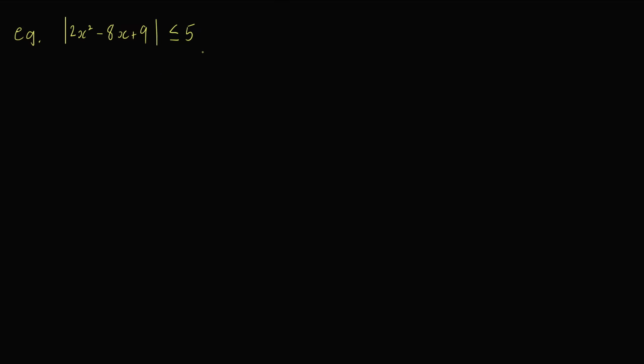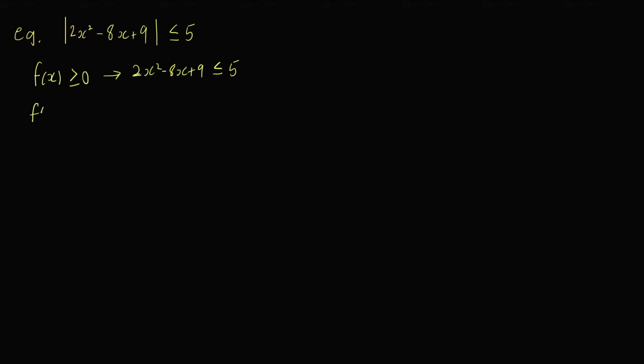Then, let's talk about this example over here. We have absolute value of 2x squared minus 8x plus 9 is less than or equal to 5. So when this whole function, let's call that f of x, is greater than 0, well, let's actually put greater than or equal, why not? Then it's going to be just 2x squared minus 8x plus 9 is less than or equal to 5.